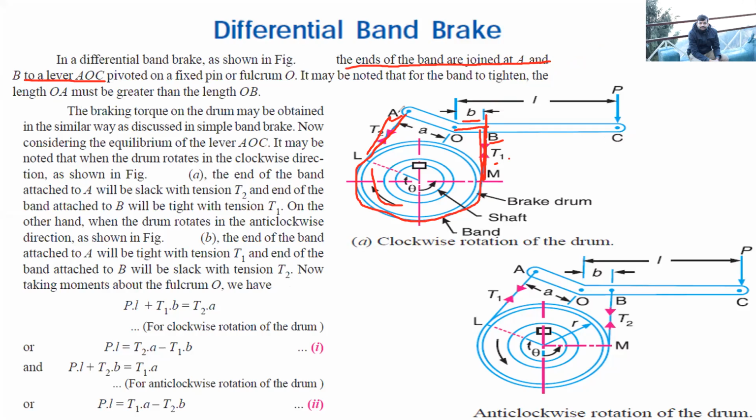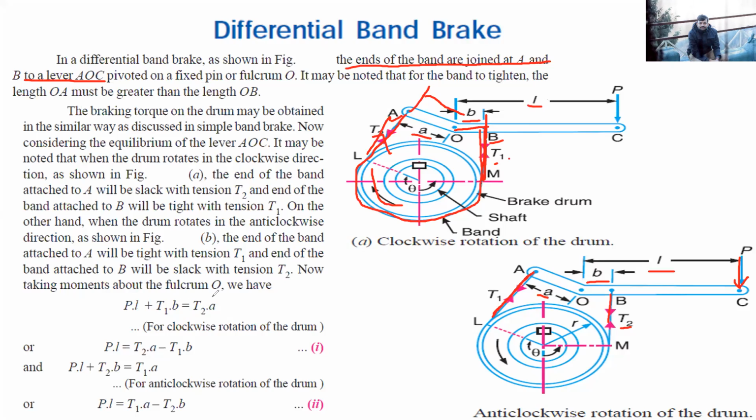This perpendicular distance is B. And this tension T2 is at a perpendicular distance of A from the fulcrum point. Similarly, when it is rotating in clockwise direction, the tension T1 will be acting over here. That is, this will be the tighter side and it will be at a distance of A from the fulcrum point, and the T2 force will be acting in this slack side and this force is at a distance of B from the fulcrum point. And again the force P is acting at point C which is at a distance of L from the fulcrum point. All right. So this is what is mentioned over here.